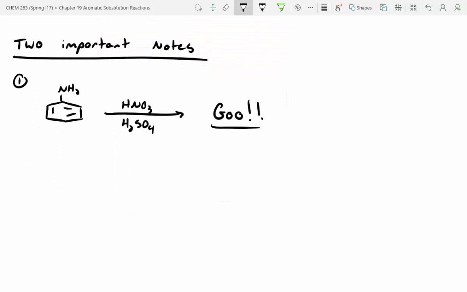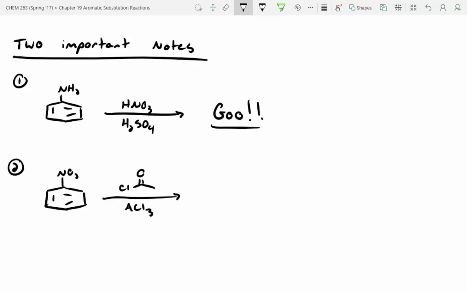The second thing that's really important is, let's say I have a nitro group and I want to do a Friedel-Crafts acylation reaction with aluminum trichloride. Will this work? A nitro group's a meta director. Intuitively, a lot of chemists say, yeah, this should work. But the problem is the nitro group's pulling out so much electron density from the ring. The ring's not nucleophilic enough to really do much at this point. So again, you run into no reaction.